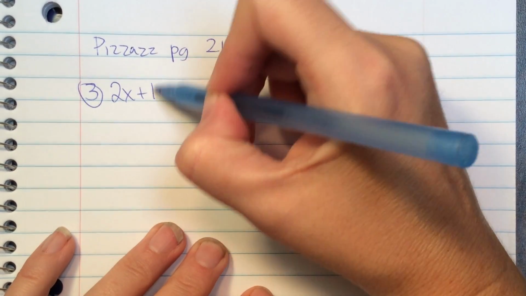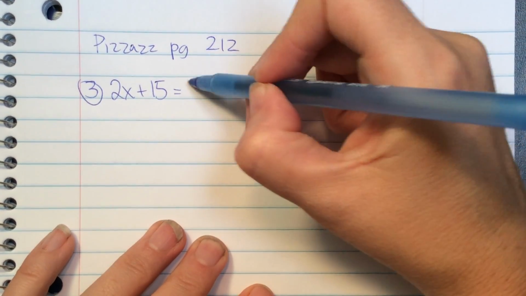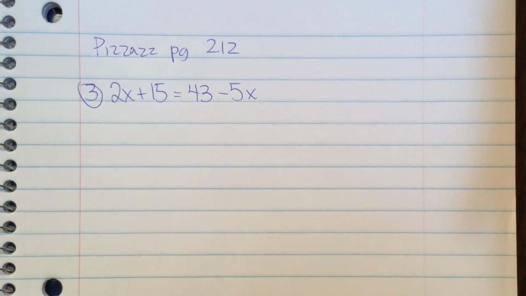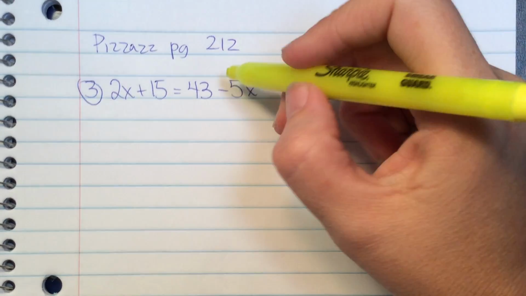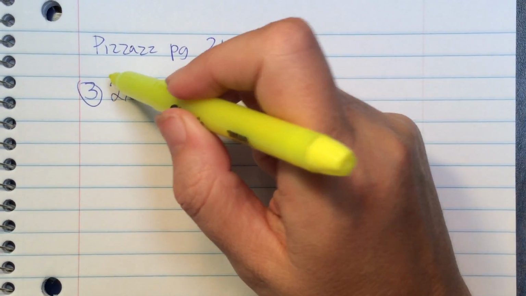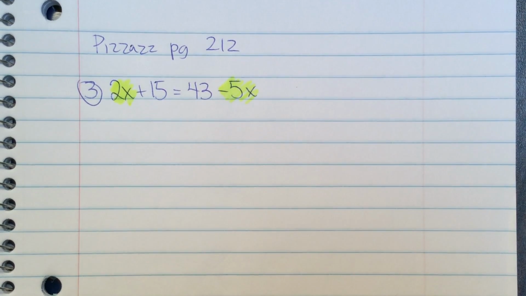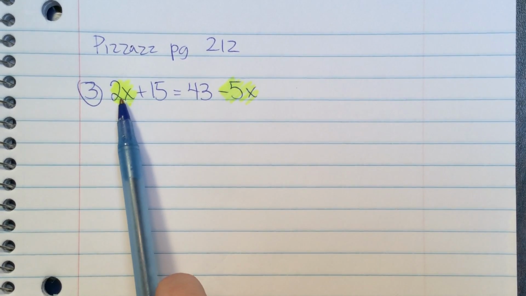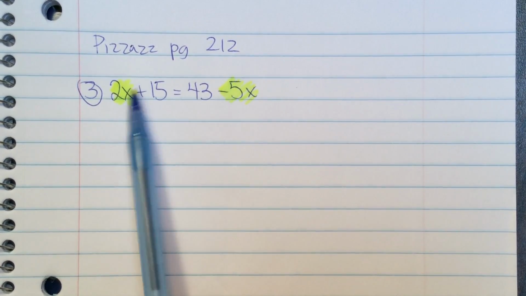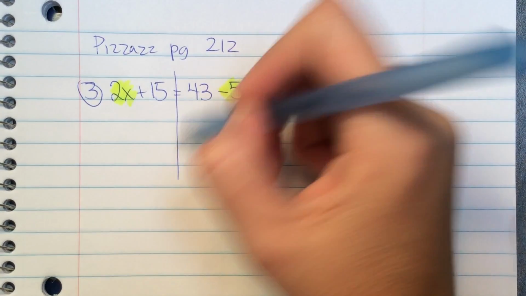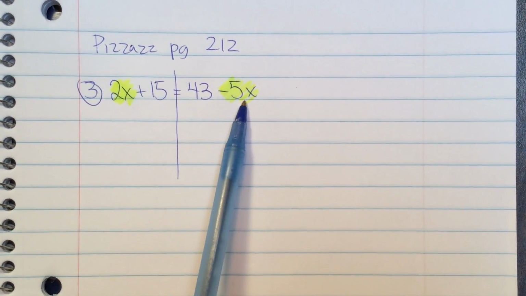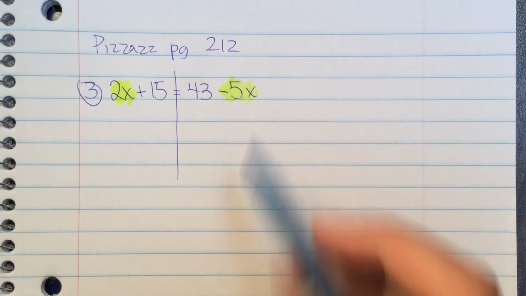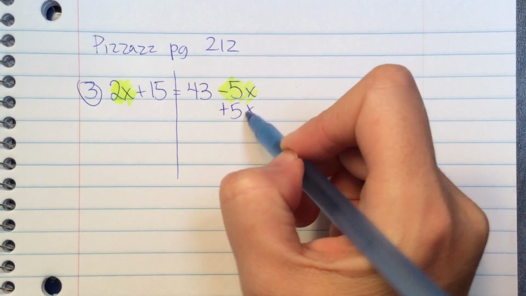So 2x plus 15 equals 43 minus 5x. All right, so we have 2 variables here, obviously. We got negative 5x and positive 2x. So the question is, which one is smaller? Step 1 is always move the smaller x. I'm going to draw my line. So 2x or negative 5x? Well, negative 5x is smaller, so that's the one we're going to move. So we're going to add 5x to both sides.